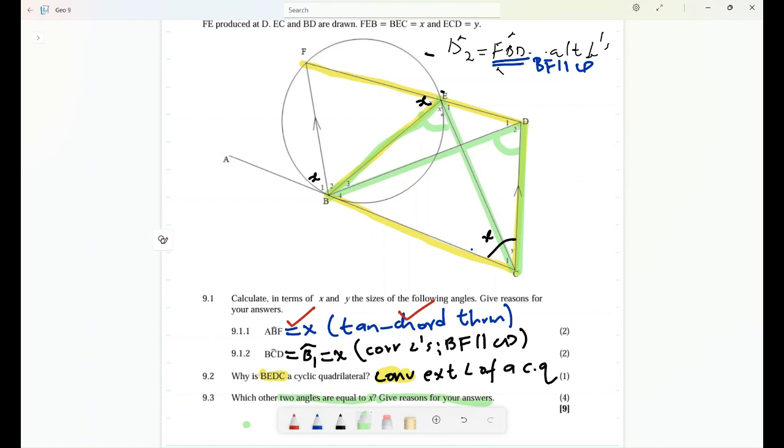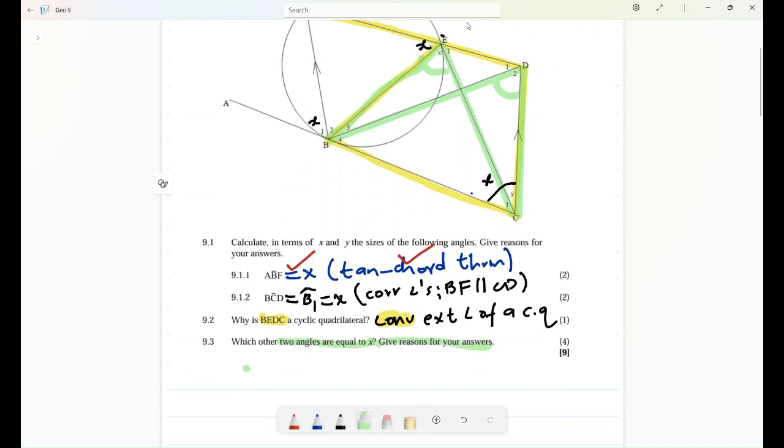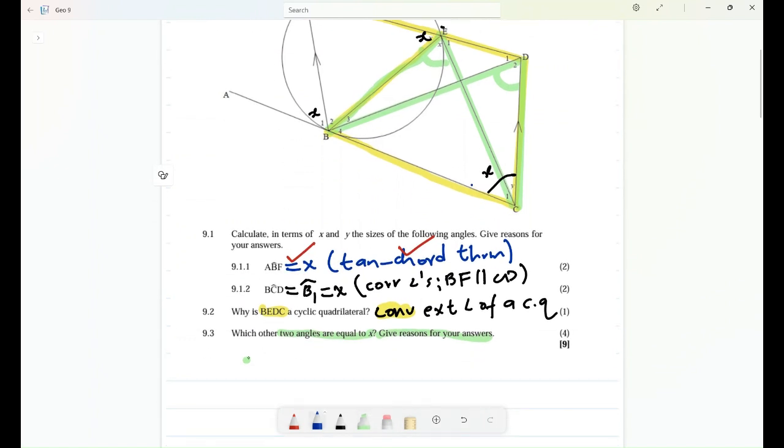Again, I can say now angle D2 is equal to x. Why am I saying D2 is equal to x? I can easily say angle D2 is equal to x. Why am I saying that? Remember the bow tie shape. How do I give a reason for a bow tie shape? Angles in the same segment.